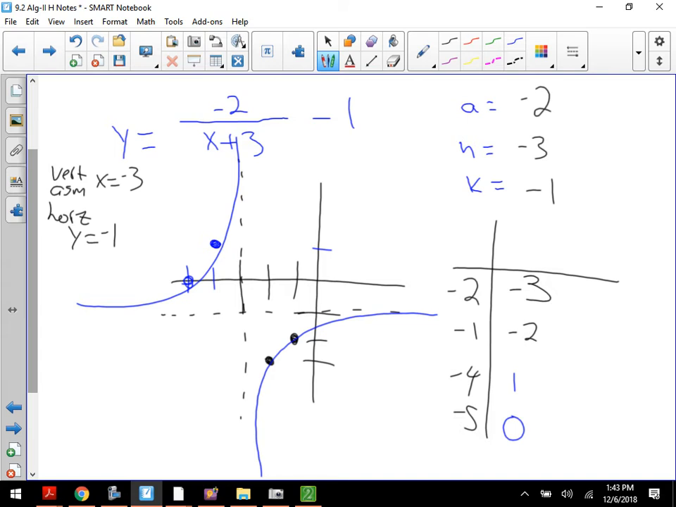And there's the curve. For each of these hyperbolas that we're going to talk about today in section 9.2, I want you to label your 2 asymptotes, horizontal and vertical, and then 2 points on either side. Usually, the next 2 numbers are all you need, and it'll help you find the direction. And now you've got your comparison: -2, -3; -1, -2; -4, 1; -5, 0.